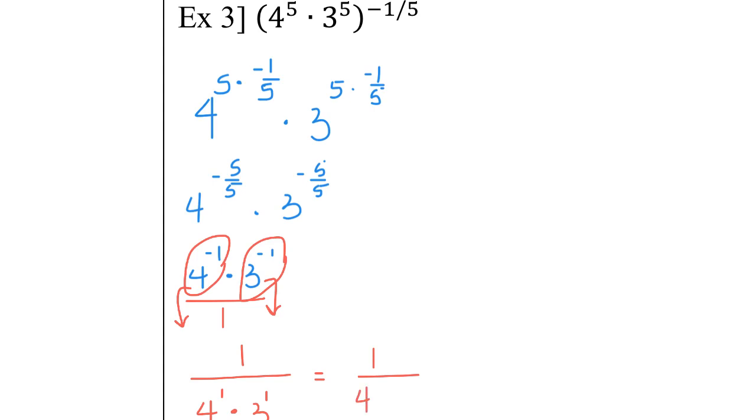4 to the first is just a 4. 3 to the first is just a 3. So I have 4 times 3 in the denominator, so 4 times 3 makes 12. So this is the most simplified that your expression will be.